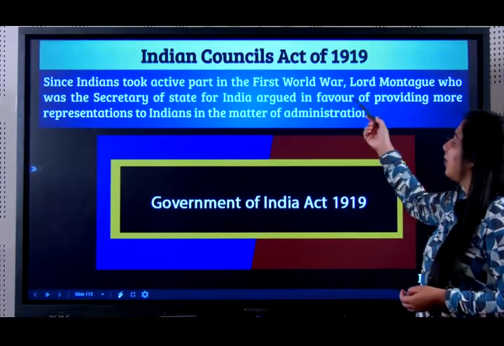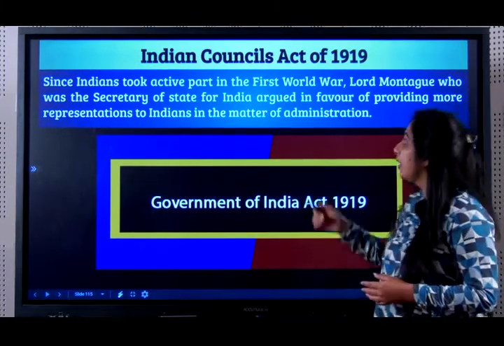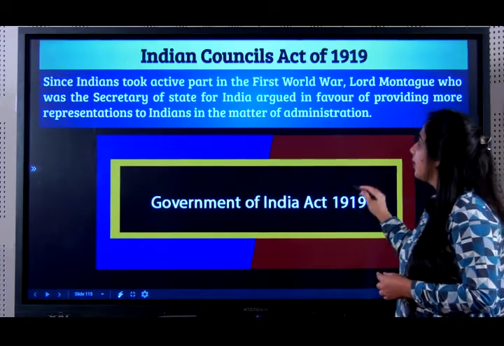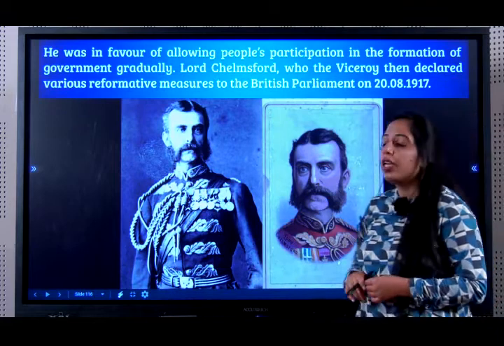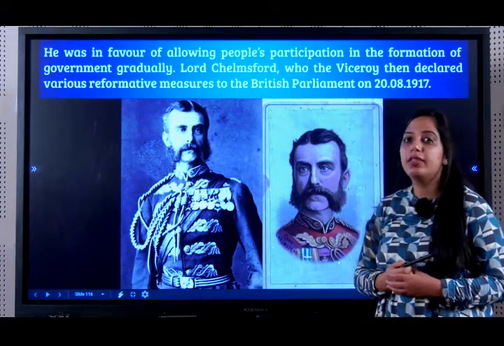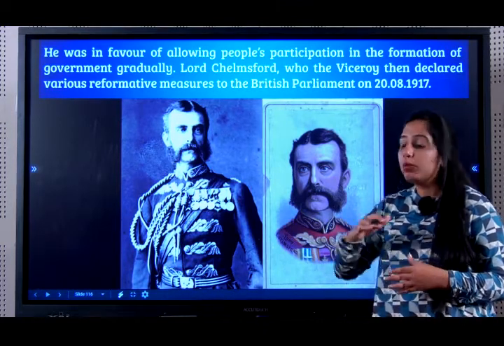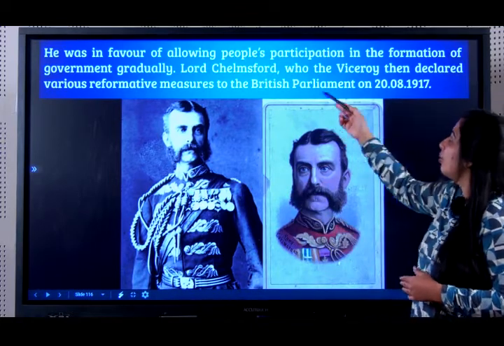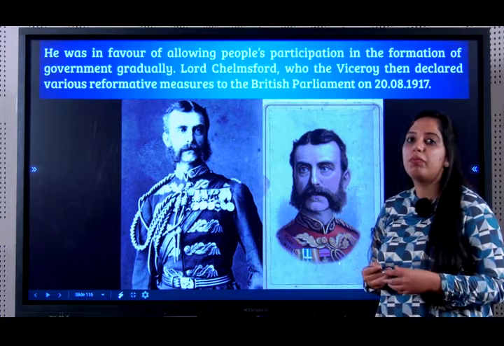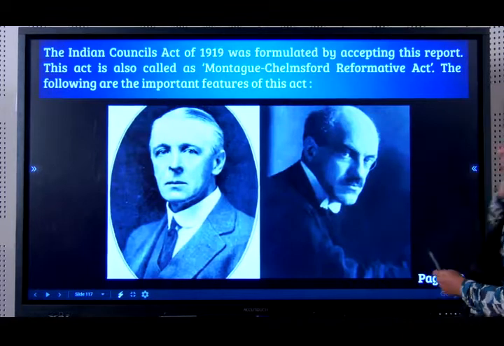Since Indians took active part in the First World War, Lord Montagu, who was the Secretary of State for India, argued in favor of providing more representation to Indians in the matters of administration. He was in favor of allowing people's participation in the formation of government gradually. He said that yes, Indians should participate, but this would be gradual. Lord Chelmsford, who was the Viceroy then, gave out a lot of reform measures to the Constitution. Let's look at it.